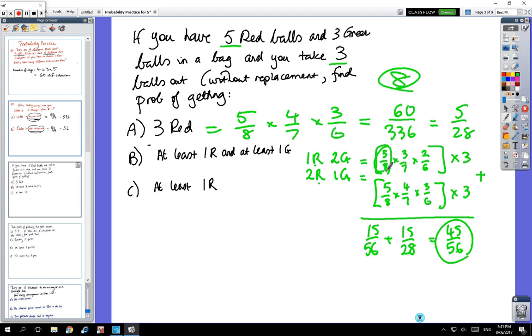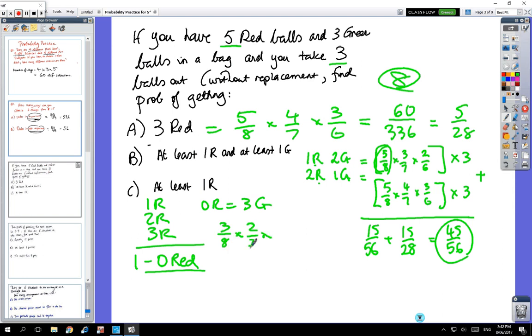Now, at least 1 red, which means 1 red, 2 reds, and 3 reds. The easier way to do it is 1 minus no reds. That's the quicker way to do it. If we're going to get no reds, that means we're going to have 3 green balls. So 3 greens is 3 eighths, 2 sevenths, and 1 sixth. So the 6s cancel out, and that's 1 over 56. So 1 minus 1 over 56 is 55 over 56, which would be the same as doing the 3 answers the hard way. Okay, moving on.